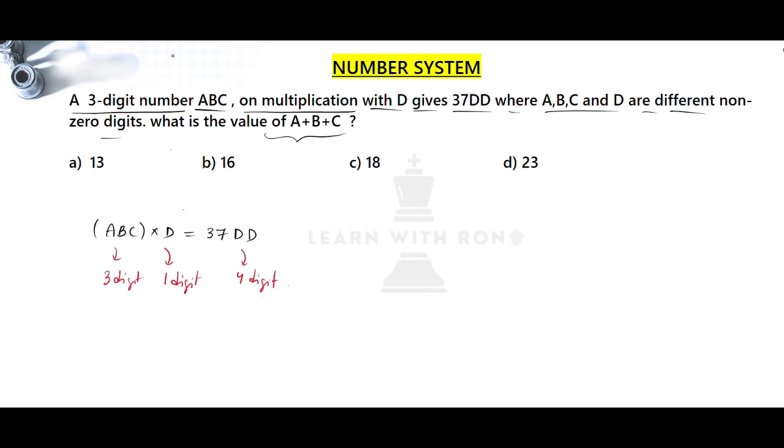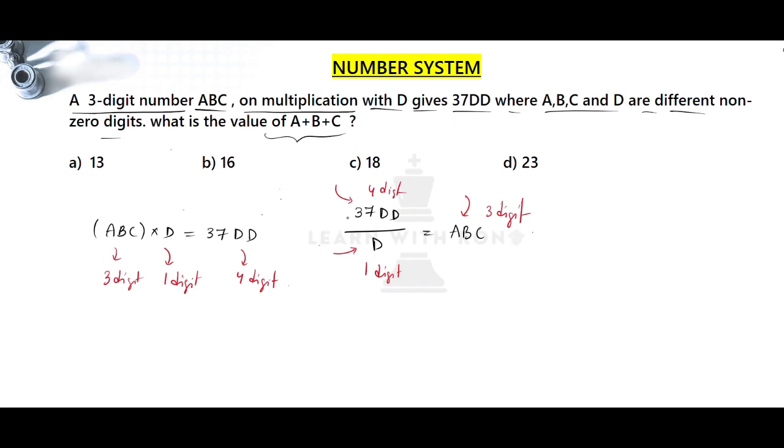Okay. So from this condition I can write like this, right? 37DD divided by D equals ABC. Same condition. So now I can say like this, right? When a 4-digit number is divided by a 1-digit number, I get a quotient or answer which is a 3-digit number. I hope you are understanding.